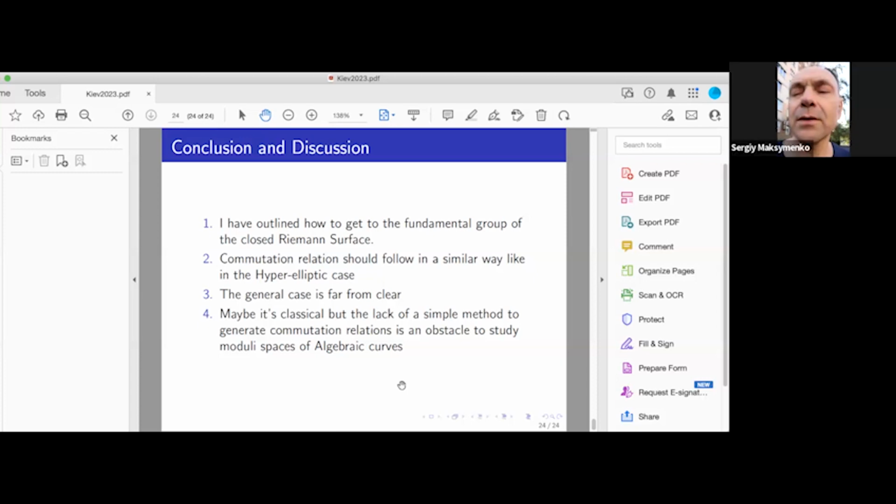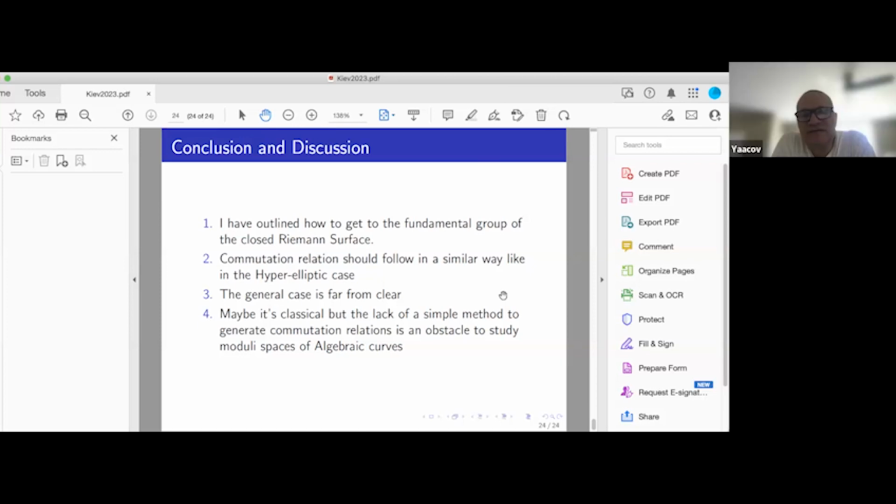Yaacov, may I ask you? The question is, can you clarify once again? You say that you consider CP1. This is topologically just a sphere. Then you throw out several points, and you claim that the fundamental group is a free quotient by some relation.